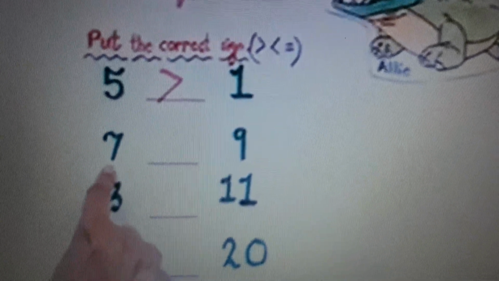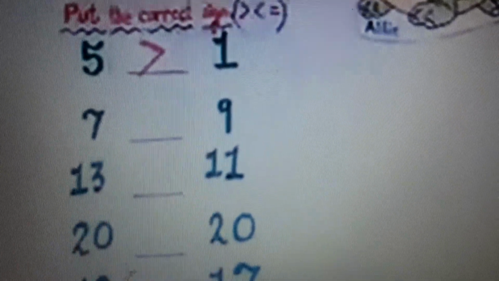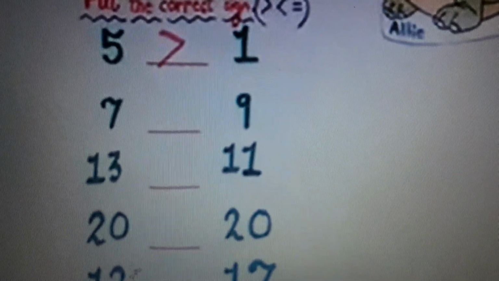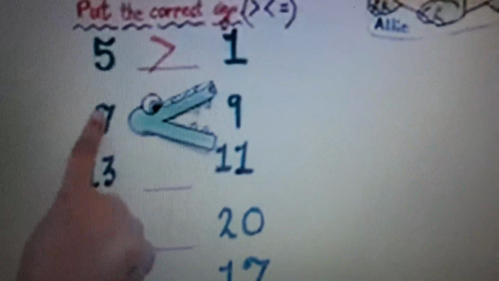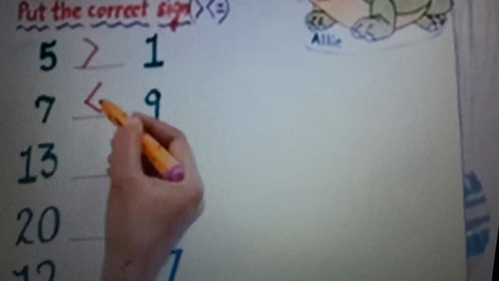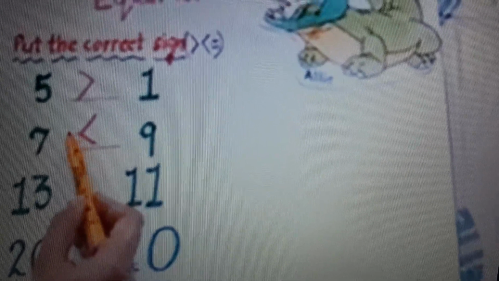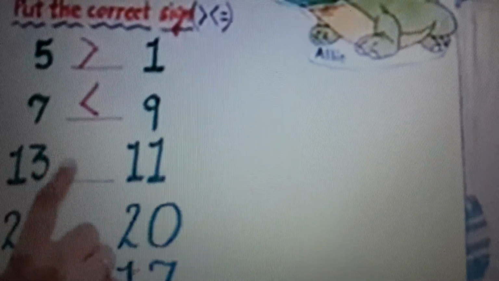Now let's move to the next. 7 and 9. Now tell me which number is greater, which number is bigger? 9. So now Croco is going to eat 9. Okay, so 7 is less than 9. 7 is less, 9 is more. 7 is small, 9 is big. So Croco is going to open the mouth towards 9. So we have learnt greater than and smaller than.